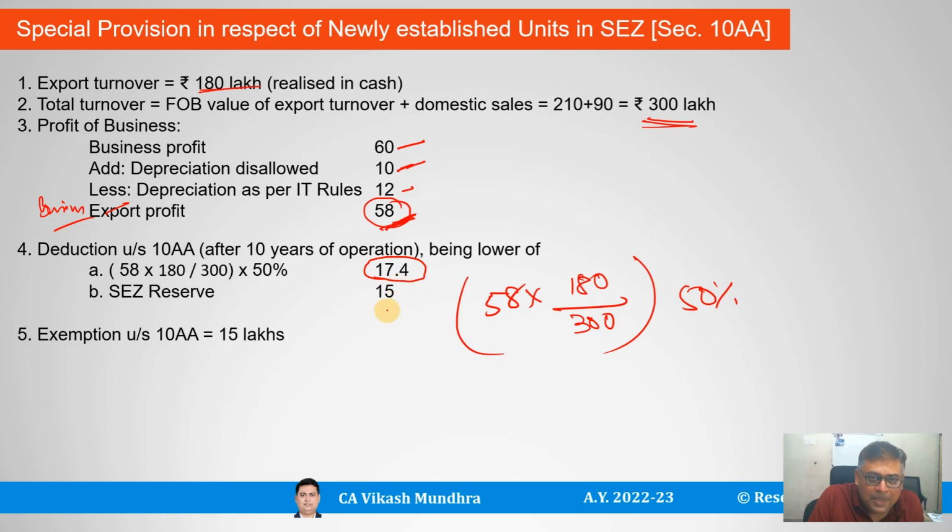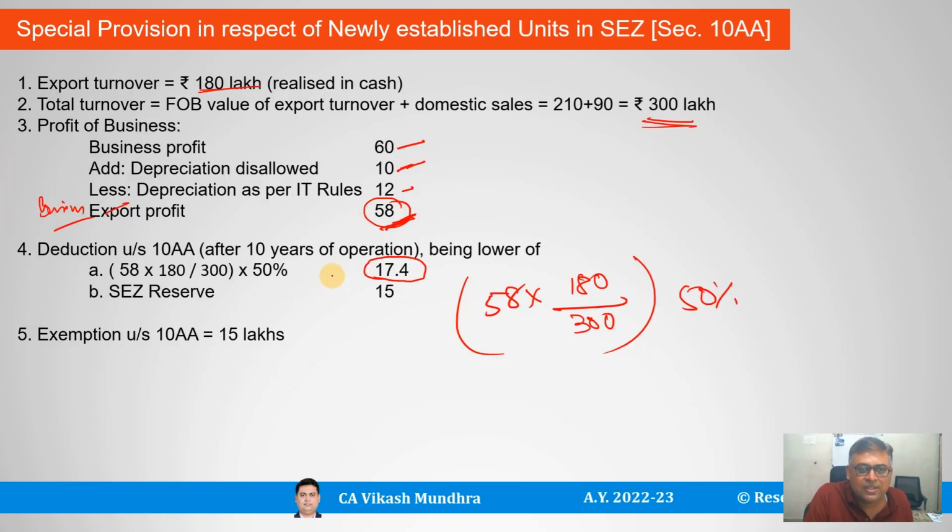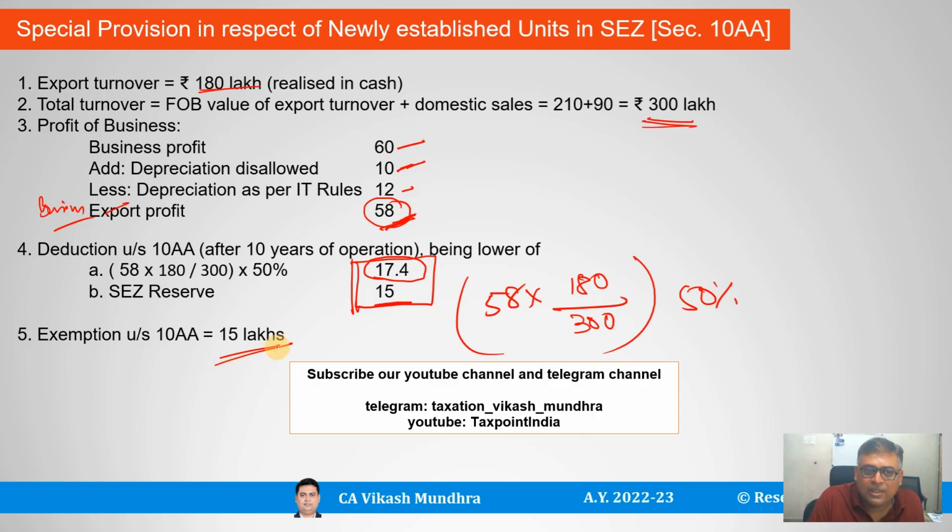Now I will compare this one with the amount invested into this reserve, SEZ Reinvestment Allowance Reserve Account. Amount transferred to this reserve is only 15 lakh. Whichever is lower is eligible for exemption under section 10AA. Hopefully I successfully cleared your doubts.